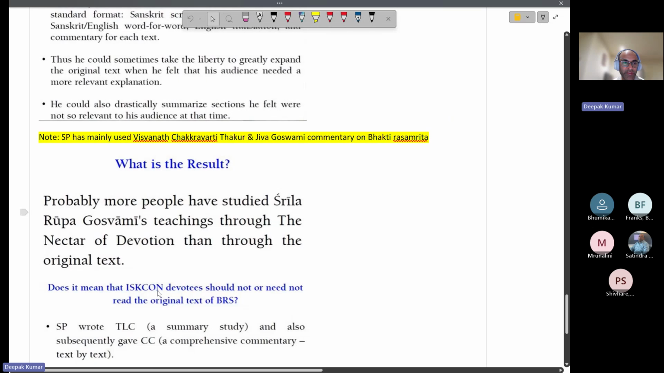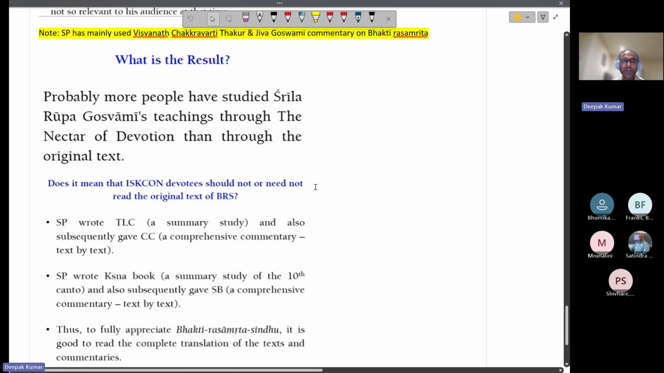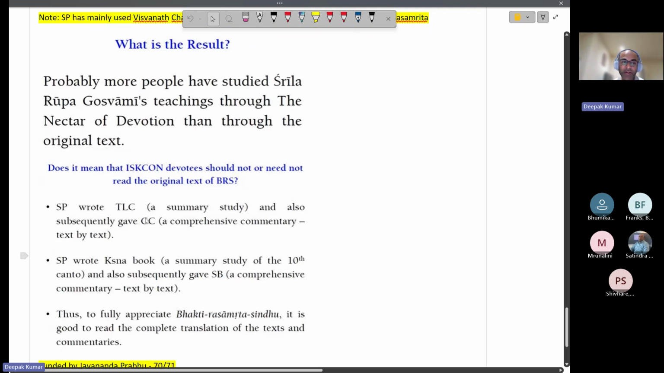And he will see the kind of example he has taken. Srila Prabhupada has mainly used Vishwanath Chakravarti Thakur and Jiva Goswami's commentary on Bhakti-Rasamrita-Sindhu. So what is the result? Probably more people have studied Srila Rupa Goswami's teaching through the Nectar of Devotion than through the original text, right? Because Prabhupada simplified it so much.